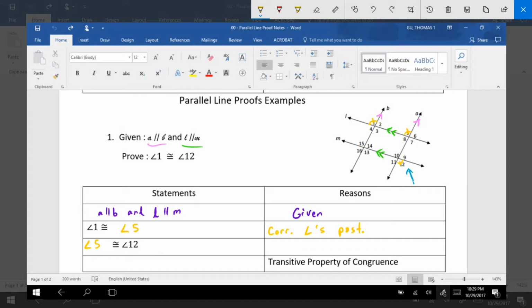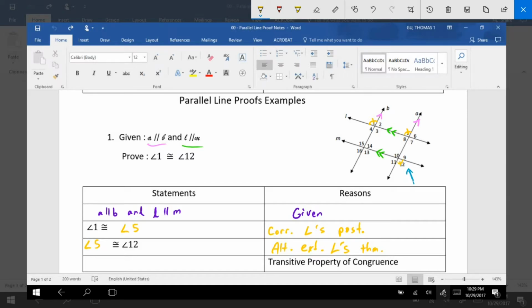It would be the alternate exterior angles theorem. The alternate exterior angles theorem. And how do we know that? Because look, 5 and 12 are on the exterior of L and M, which are parallel, and they're on alternate sides of the transversal. So they are alternate exterior angles. Because L and M are parallel, that means they are congruent.